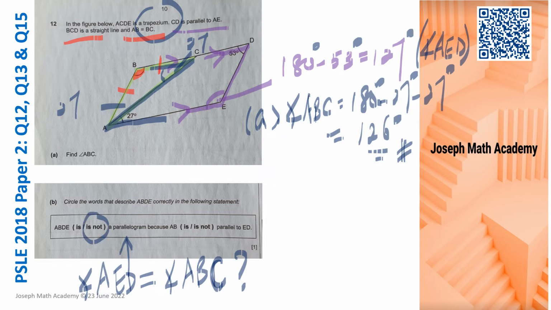So ABDE is definitely not a parallelogram because AB is not parallel to ED. If AB is parallel to ED, then the internal opposite angles must be equal to each other. All right, I hope number 12 is okay.